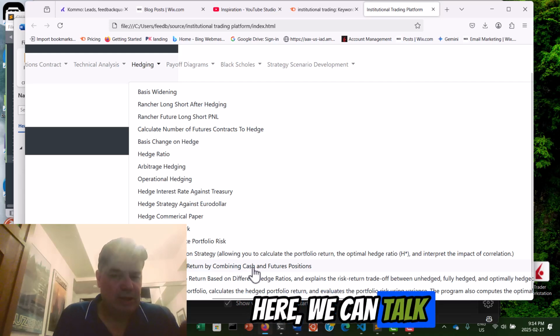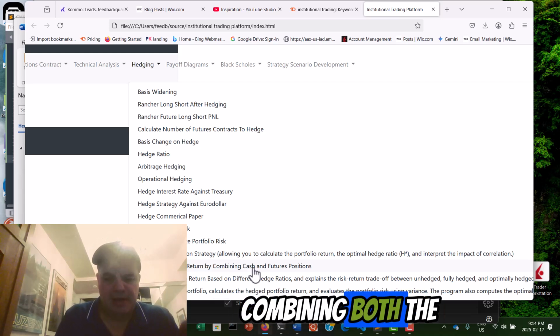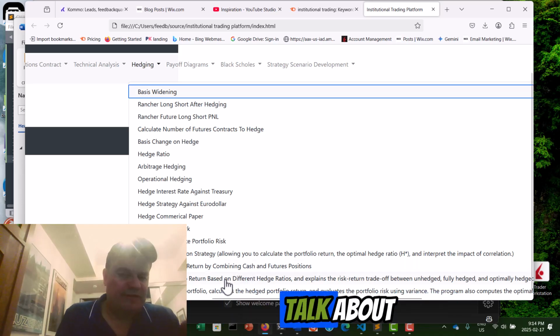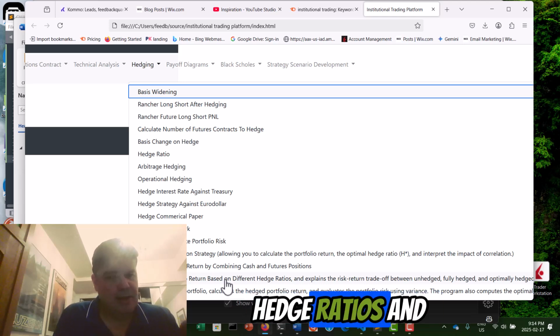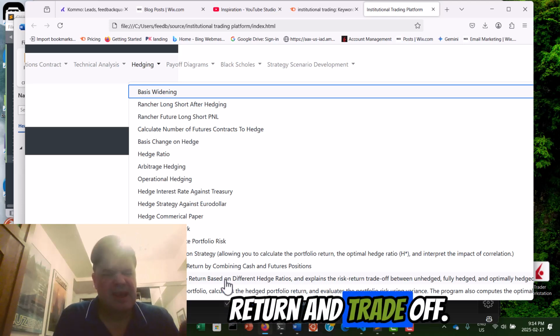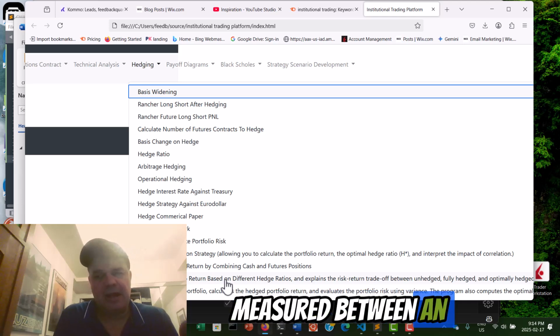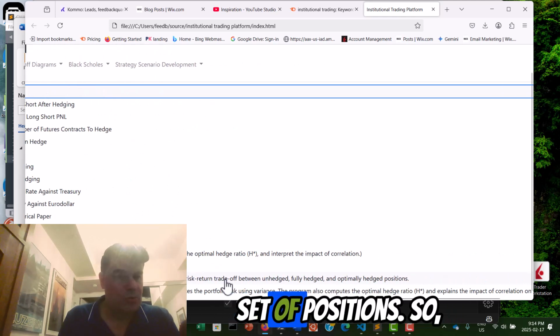Here we can talk about calculating a portfolio return by combining both a cash and a futures position. Here we can talk about calculating a portfolio return based on different hedge ratios and explaining the risk return trade off as quantitatively measured between an unhedged, fully hedged, and an optimally hedged set of positions.